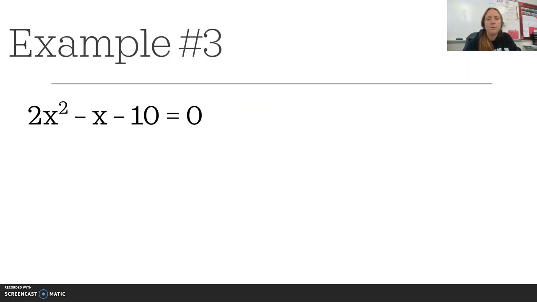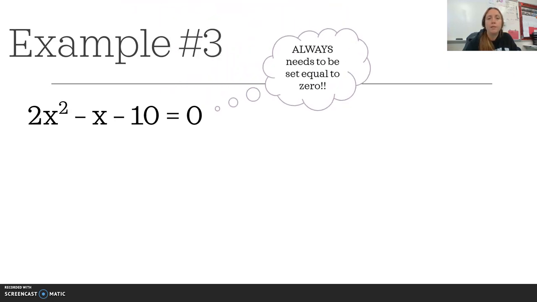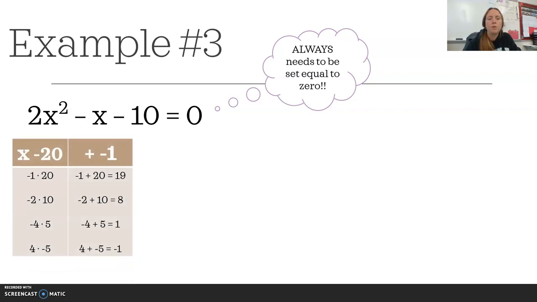Last example we're going to do with the 2 in front here. We're just going to factor it like we did in the past. Is it equal to 0? Yes, check. That means we can move on. So we multiply a times c to get -20, then -1 on the right. So what multiplies to -20 and adds to -1? Some of you might need to do this whole chart. Some of you can probably find these numbers right off the bat, whatever you care to do. So I want to continue with the factoring by grouping. Unless you like to guess and check, you can do that as well.